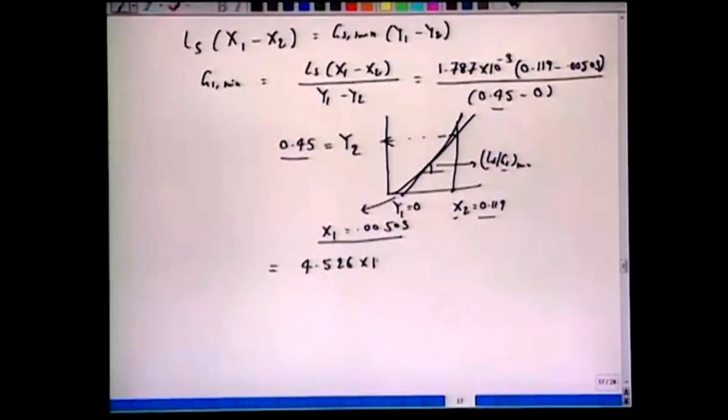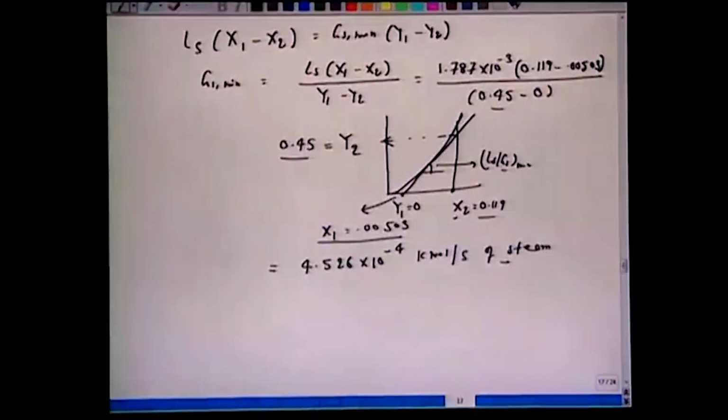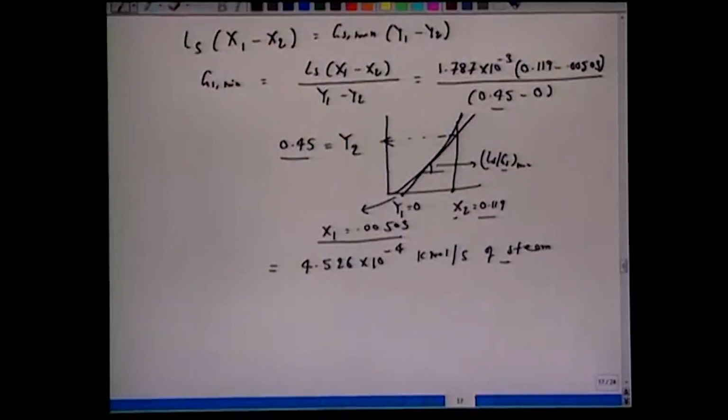4.526 times 10 to the power minus 4 kilomole per second of steam. This is the minimum amount of steam required. Here, of course, the driving force will become 0. Again, we said in the last class that it can be solved either graphically or numerically.